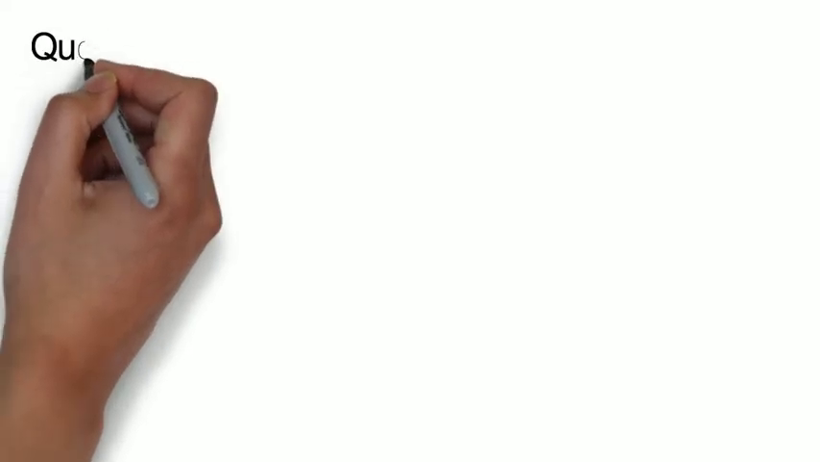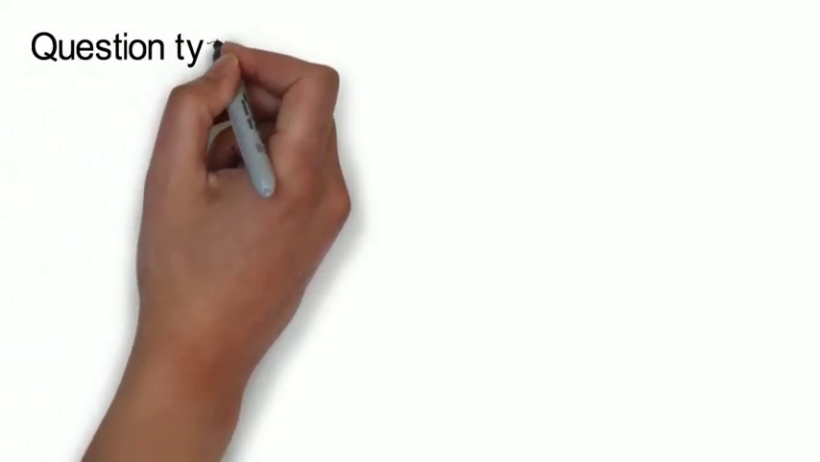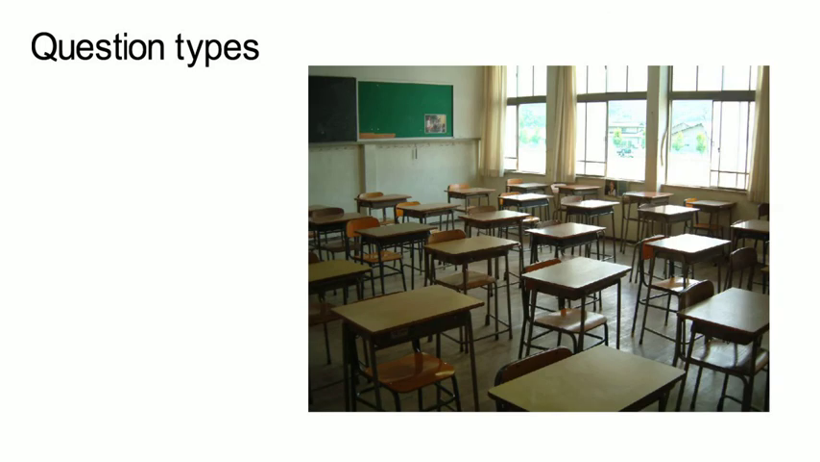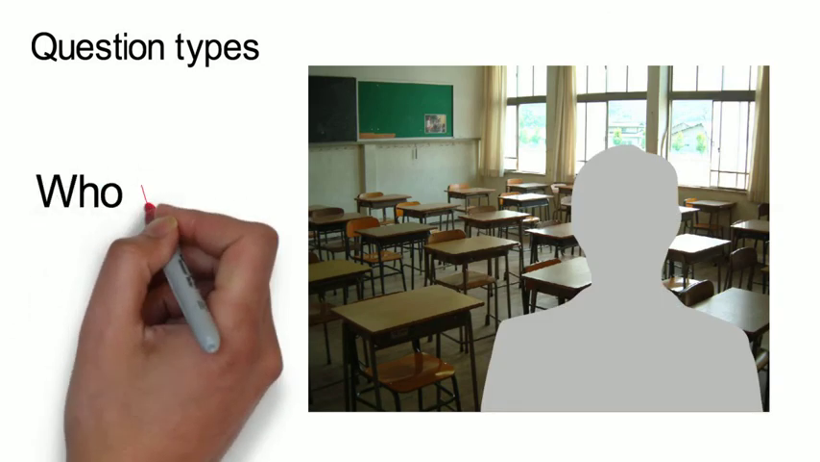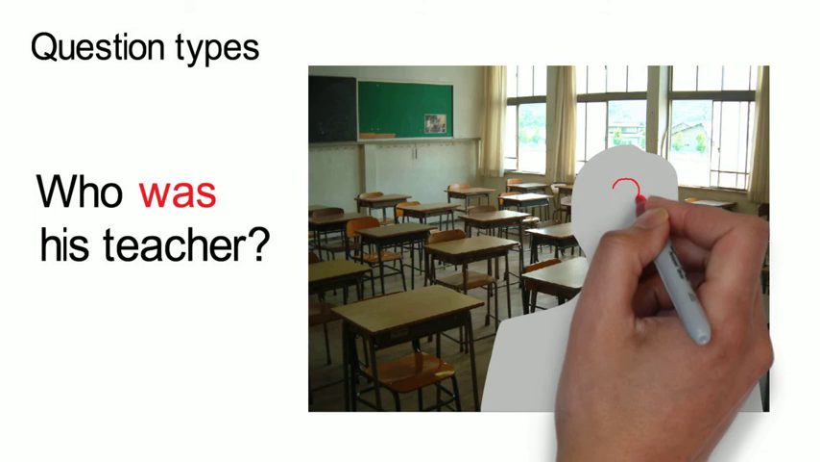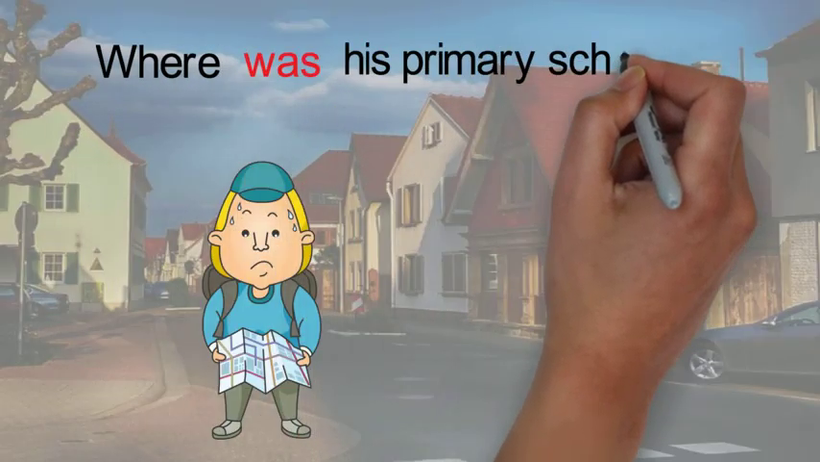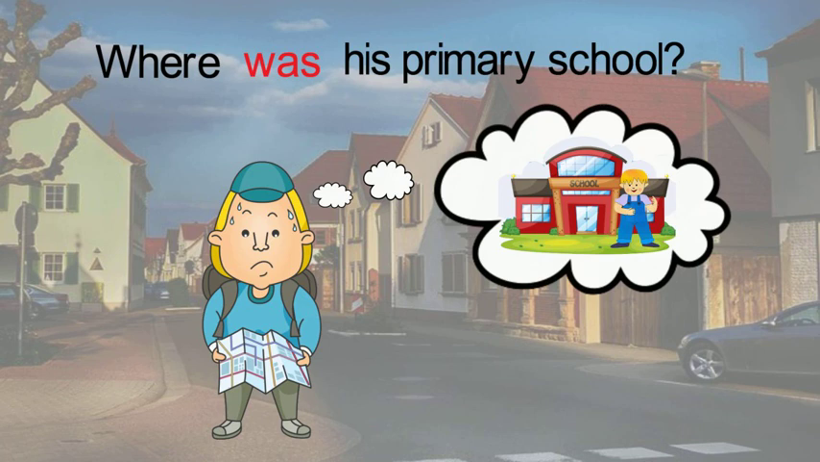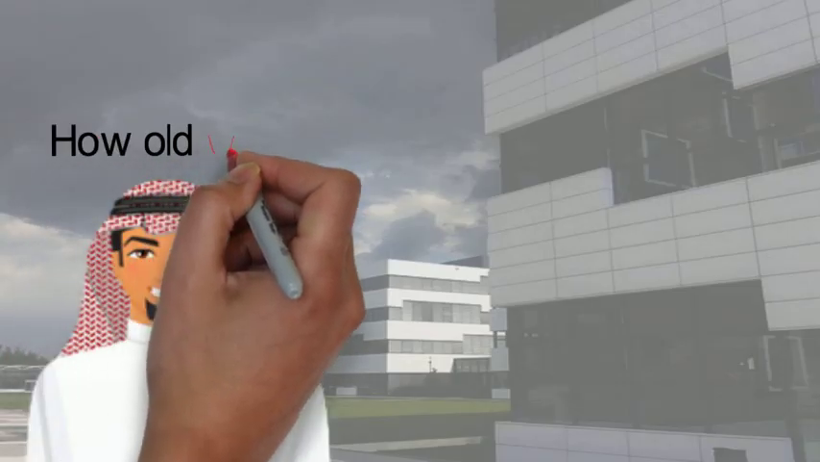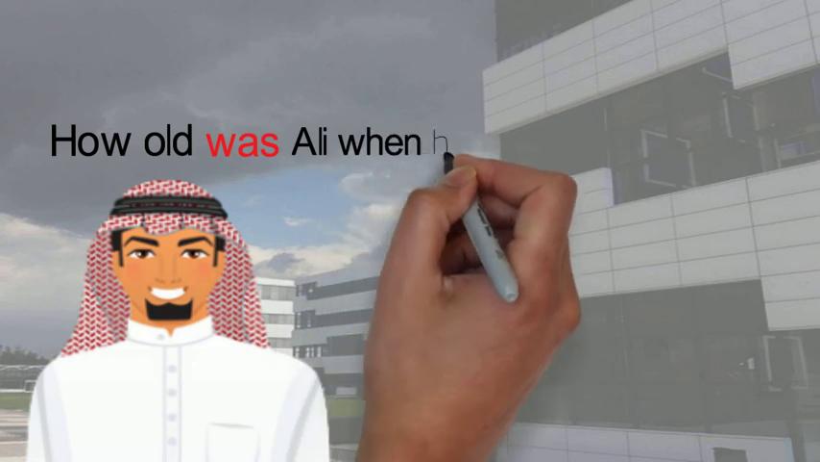Let's look at some of these question types. Here are some examples. Who was his teacher? Where was his primary school? How old was Ali when he started university?